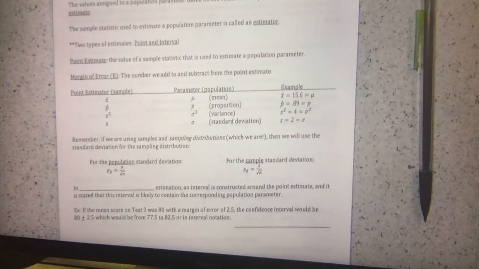All right, so chapter 8 is about estimating means and proportions. So starting off with 8.1, it says the assignment of a single value to a population parameter based on a value of the corresponding sample statistic is called an estimation.